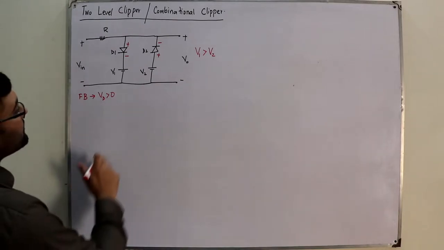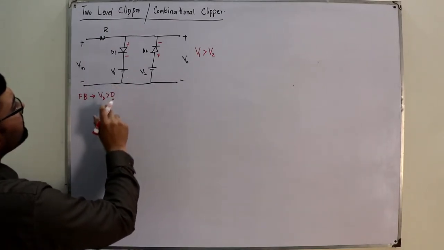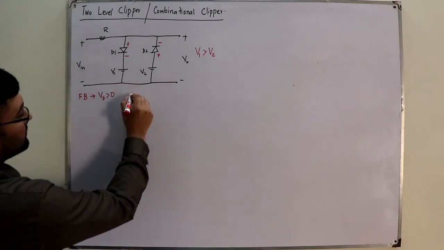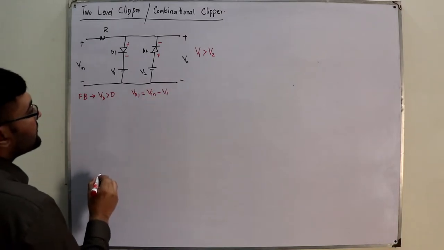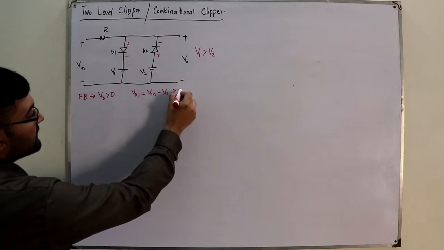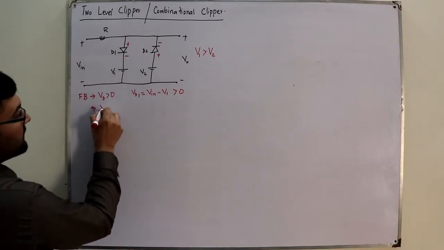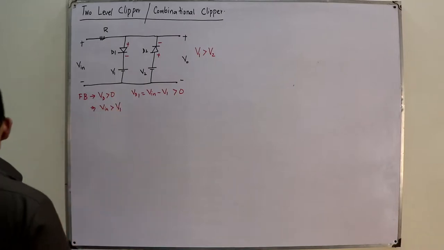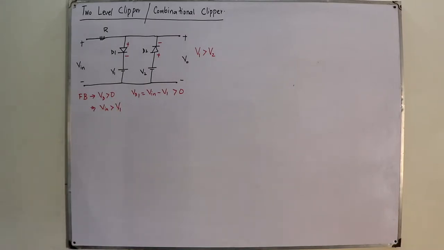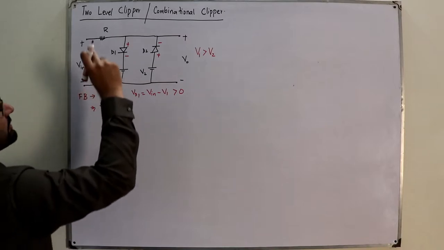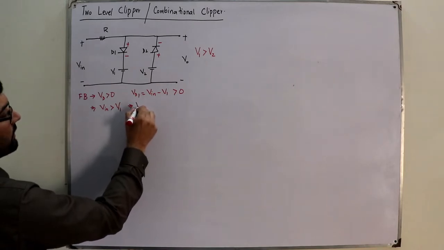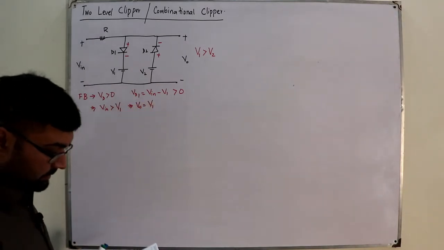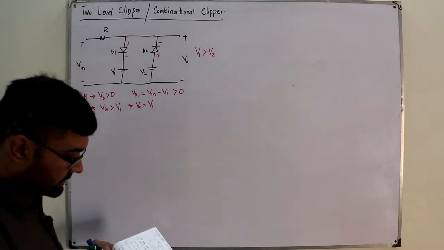So for VD1, what do we have? VD1 is V input minus V1, right? So to make it forward biased, this should be greater than zero, which implies that the input voltage should be greater than V1. If the input voltage is greater than V1, the diode D1 is forward biased. And if it is forward biased, this is a short circuit equivalent. V0 is simply equal to V1. Isn't it?